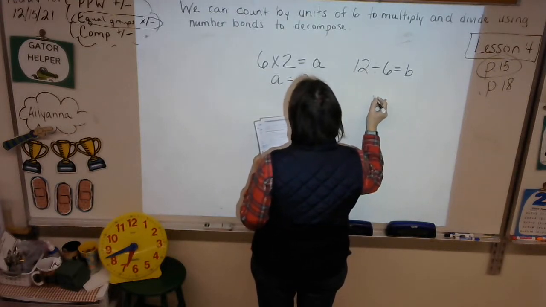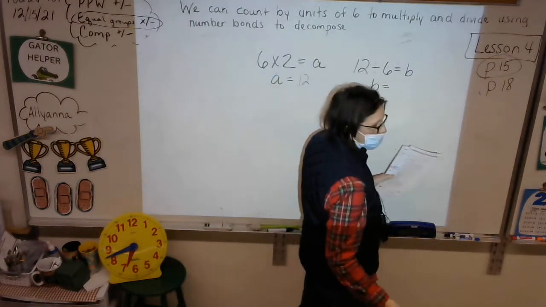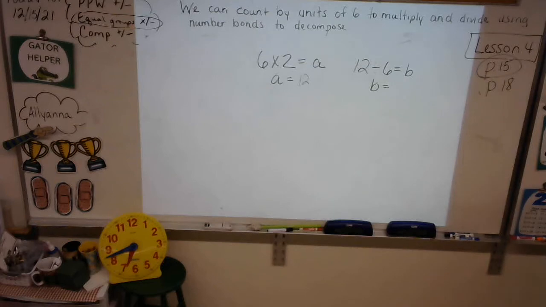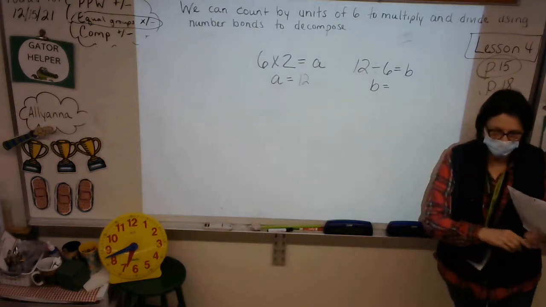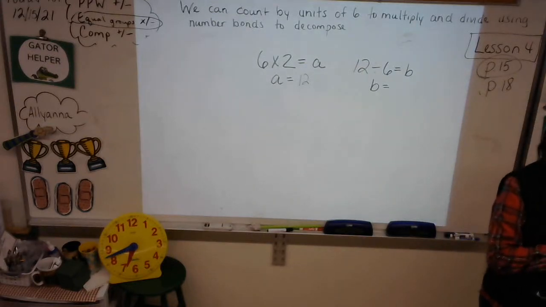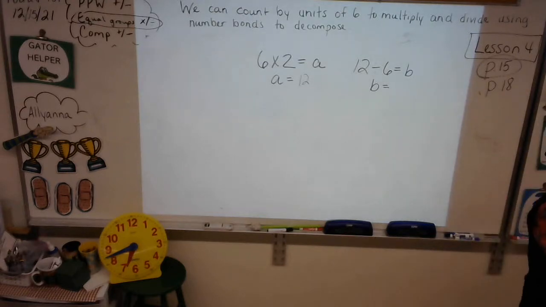12 divided by 6 equals B. What does B equal? All right, the division set. So division is our total, and we're looking for an unknown factor. If you guys could erase them and just give me your new one, that'd be great.